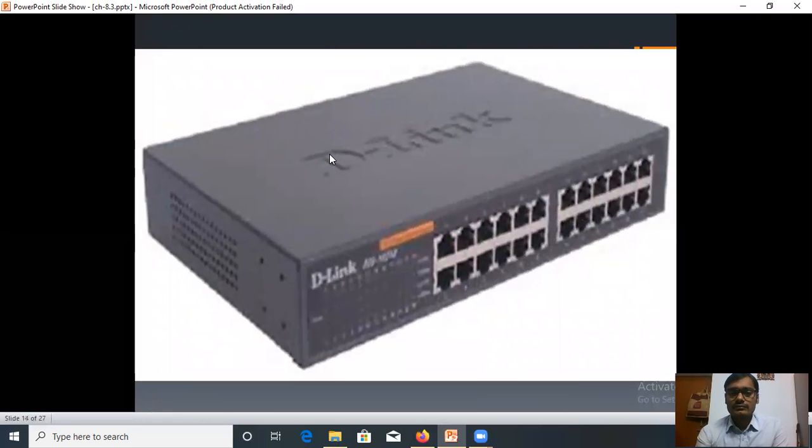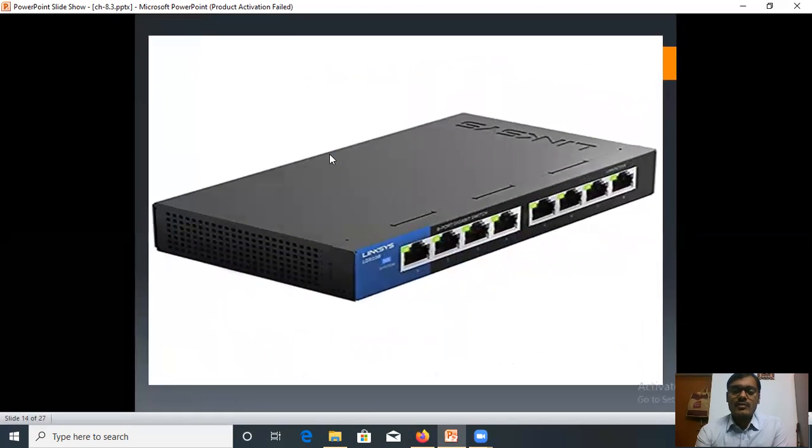Now, the switch can be of many sizes. Many computers can be connected, like 200 computers can be connected to a switch, or it can be a small switch where only 8 or 10 or 12 computers can be connected.